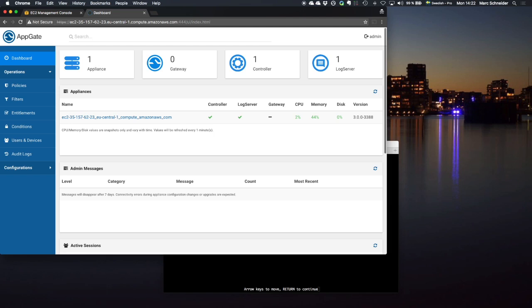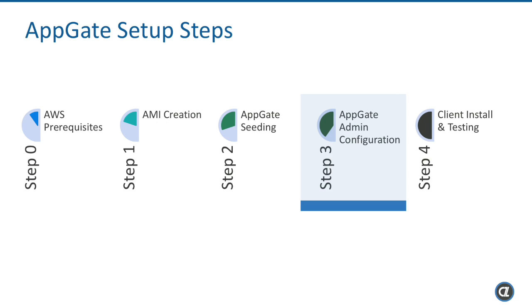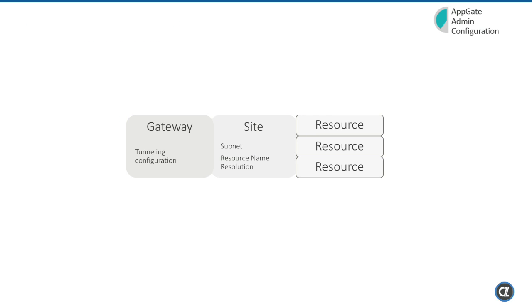Looking at the AppGate dashboard, we see that we now have a controller and a log server set up. There are 0 gateways, and that's because we haven't configured that yet. Let's look at the presentation for some time. The gateway, the site, and the resources. These three configurations are going to be established now.